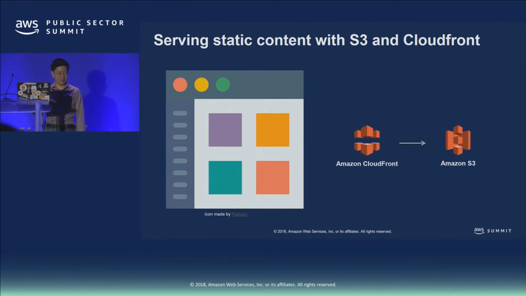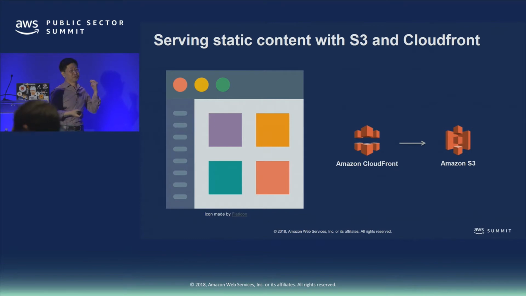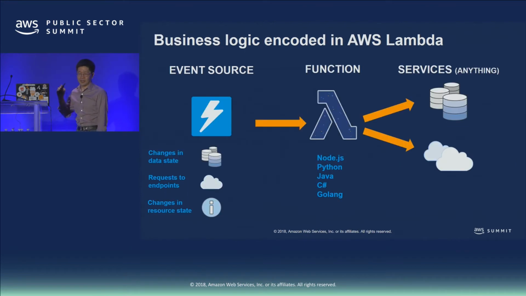Static content. So a typical use case is you just put the pictures, videos, all those static content in S3. You can have a CloudFront in front of it. So basically, it's a cache layer, making it fast to access for your users. And for your business logic, you can just use Lambda.